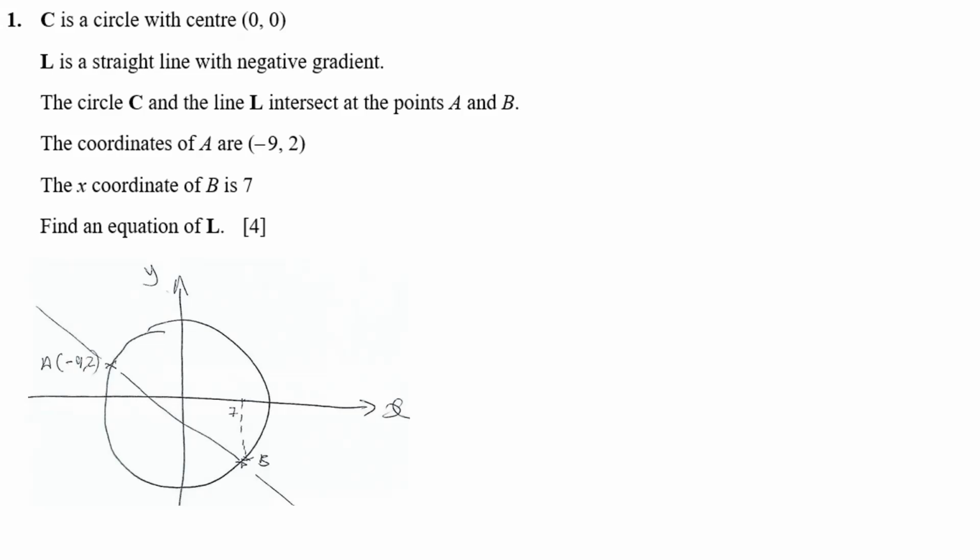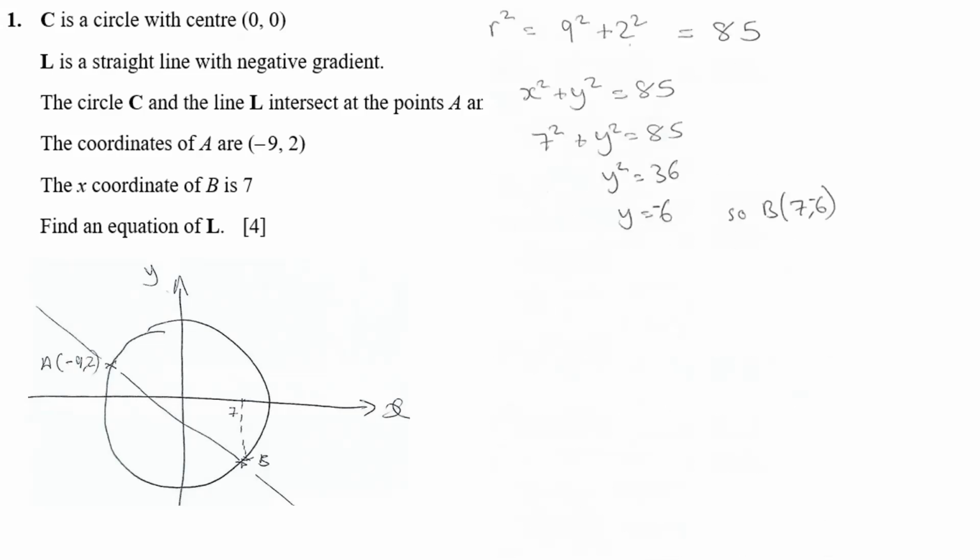So we're given the coordinates. We're also given a clue that the straight line has a negative gradient. So how do I work this out? So what I did, I said, well, r squared. The radius is r, so r squared is going to be using Pythagoras from the center to the minus 9 comma 2, drawing a right angled triangle. It's going to be 9 squared plus 2 squared, which is 85.